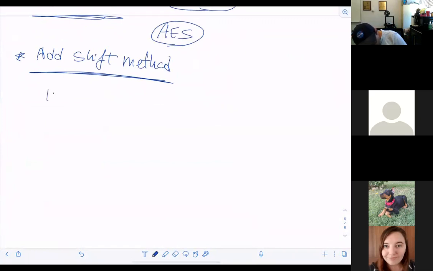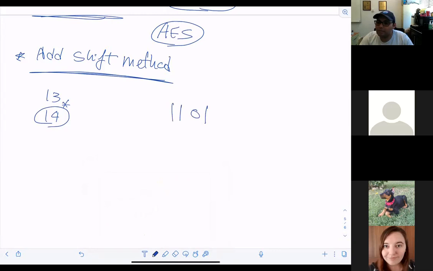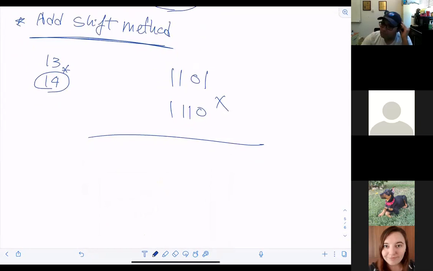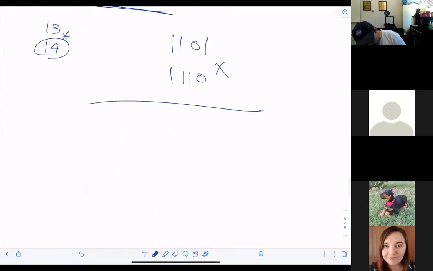Anyway, the add-shift method, imagine the following. You are trying to multiply 13 times 14, right? So what is 13 in binary? 1 0 1 1. What is 14? 14 should be 1 1 1 0. So when you multiply these together, how are we going to do it? Basically, what you are doing, you say 0 times 1, 0 times 0, right? 0 times 1, 0 times 1, right?